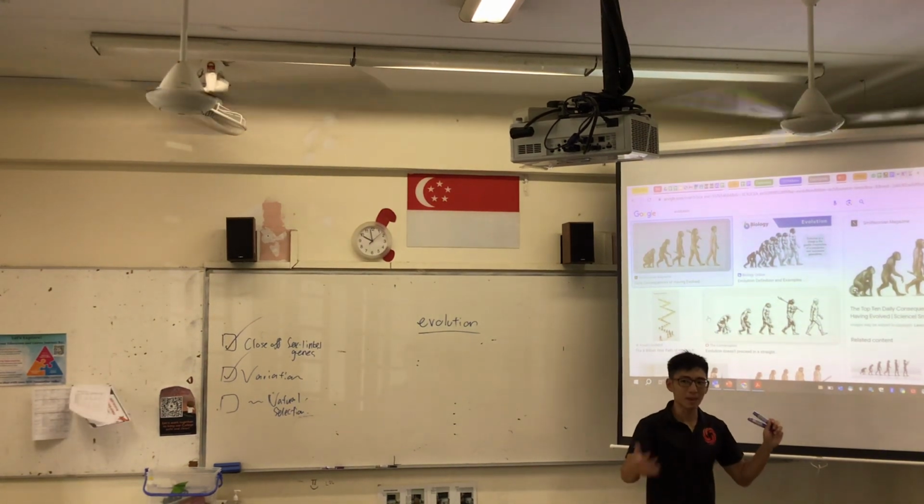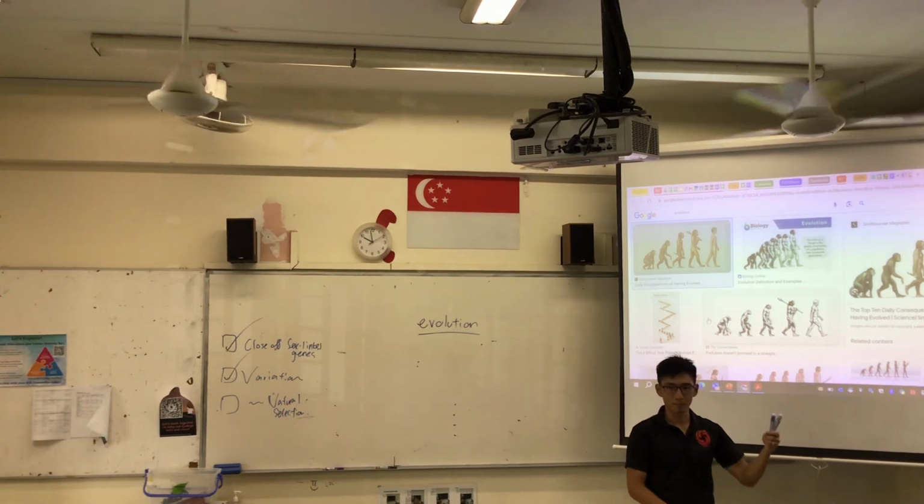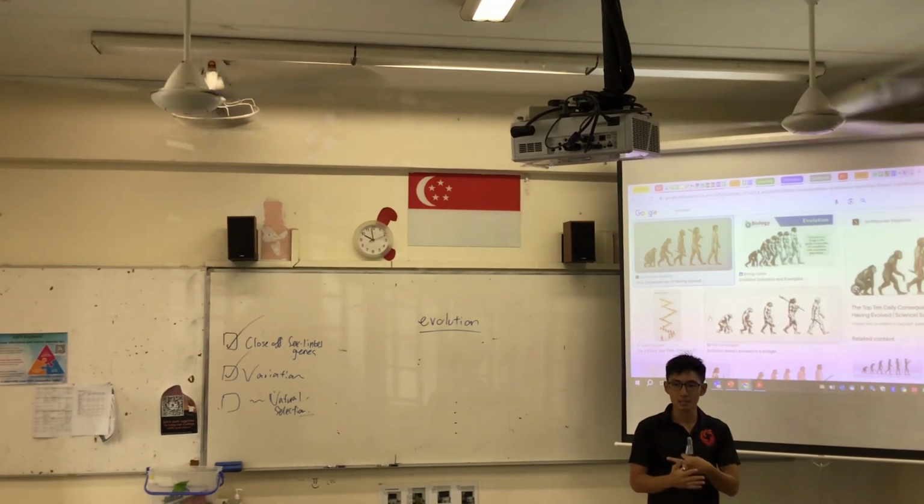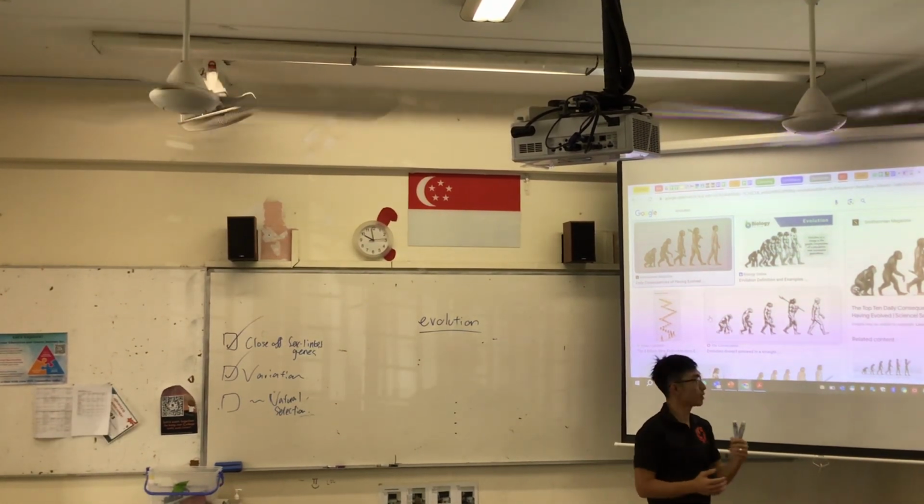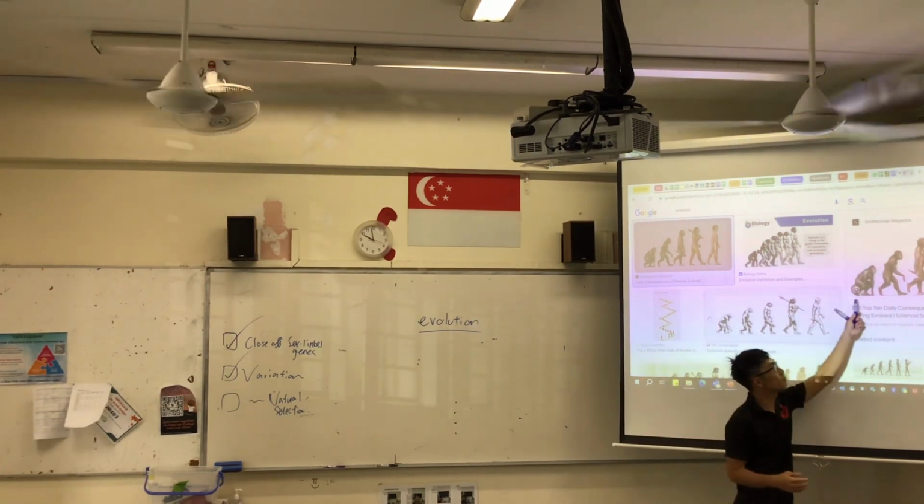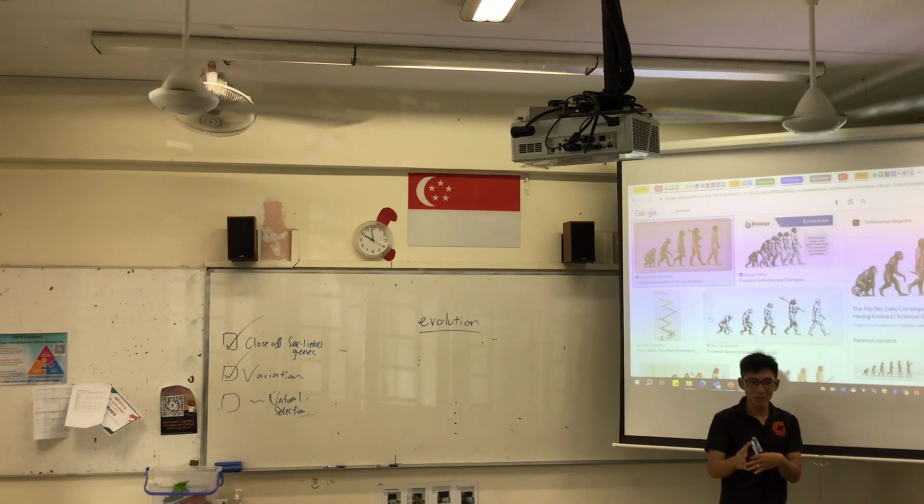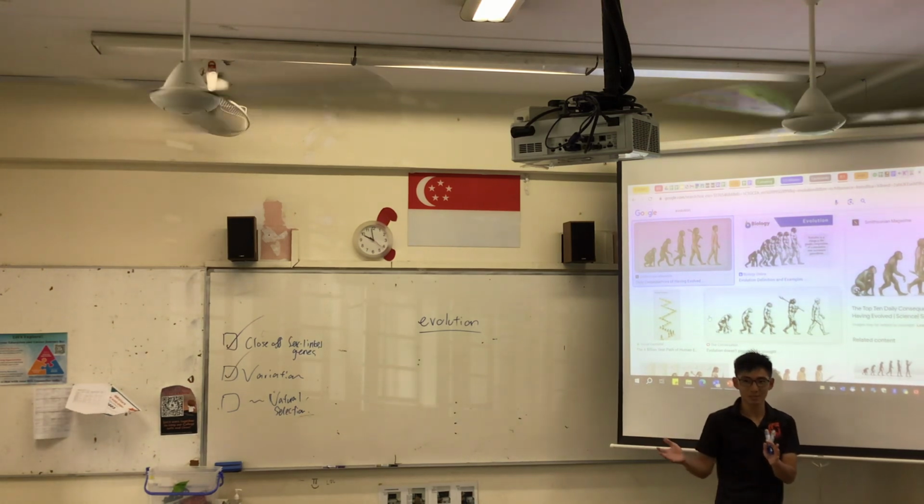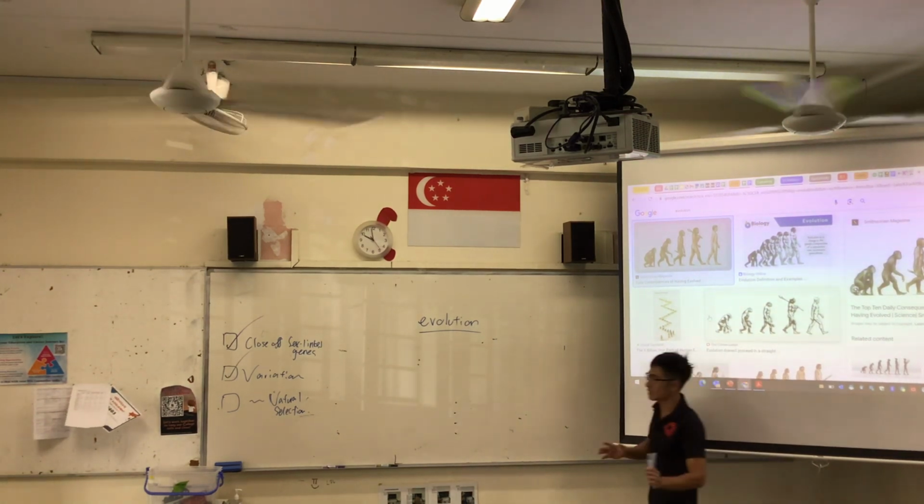Monkeys did not become human. What would be more accurate to say is that our ancestors looked something like an ape, but modern day monkeys did not become humans. So there's a slight difference.